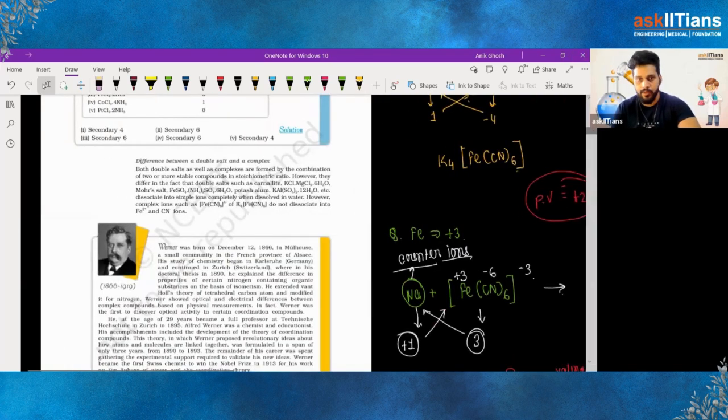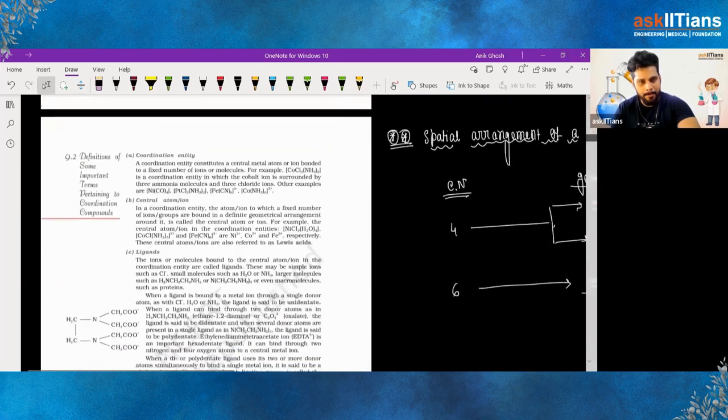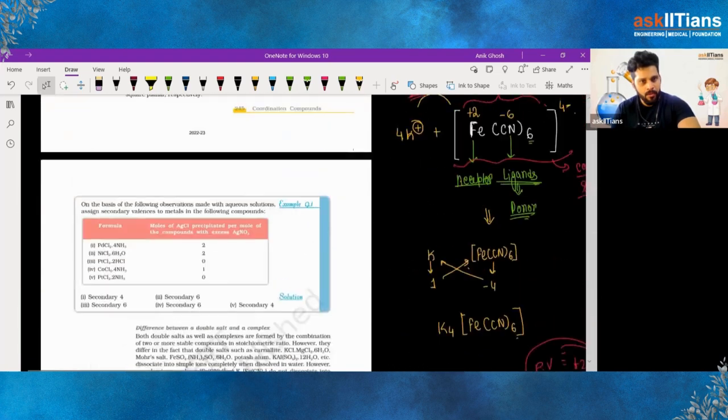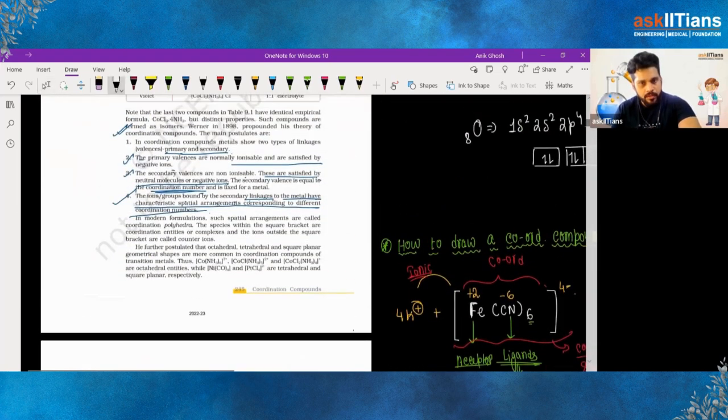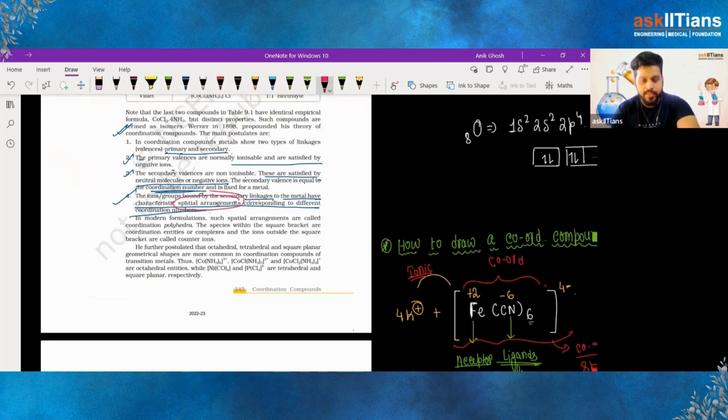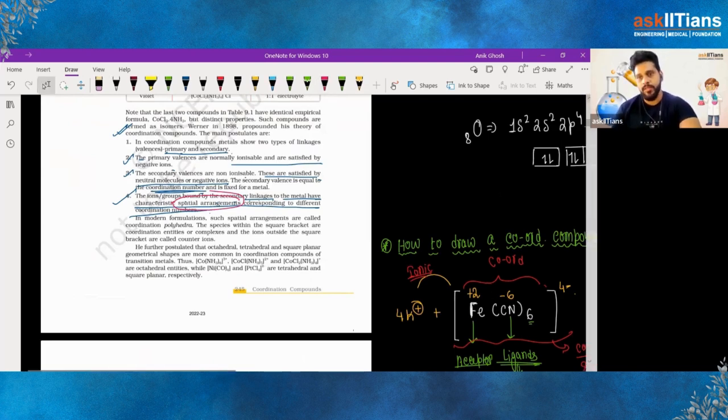Let me show you here. There you go. First written somewhere here: secondary valency has characteristic spatial arrangement. This is the spatial arrangement required. Right. So this is the entire part, guys, about Werner's theory.